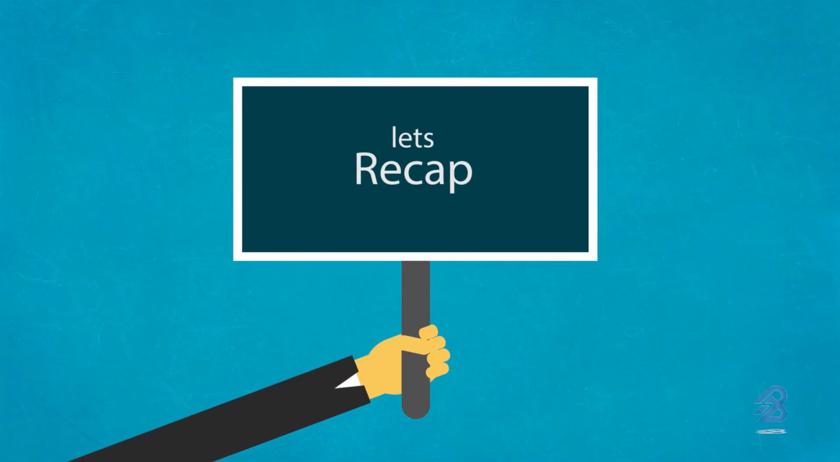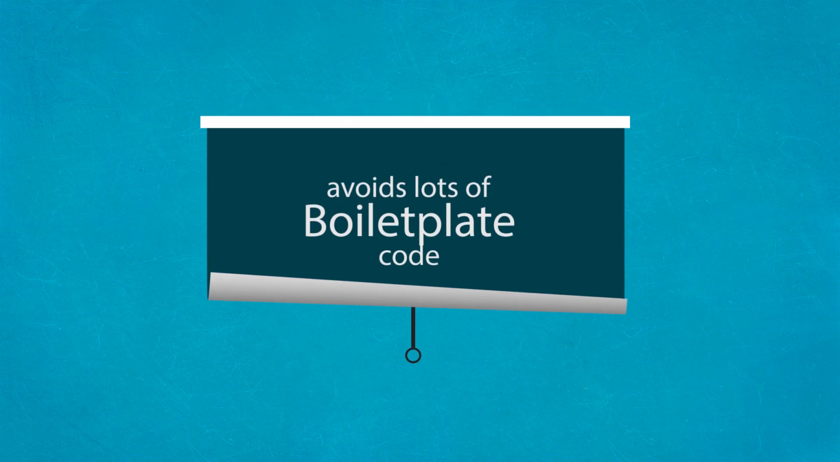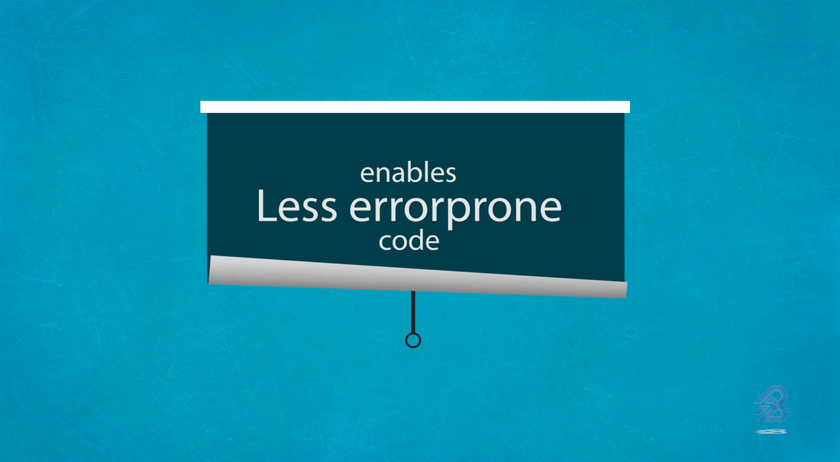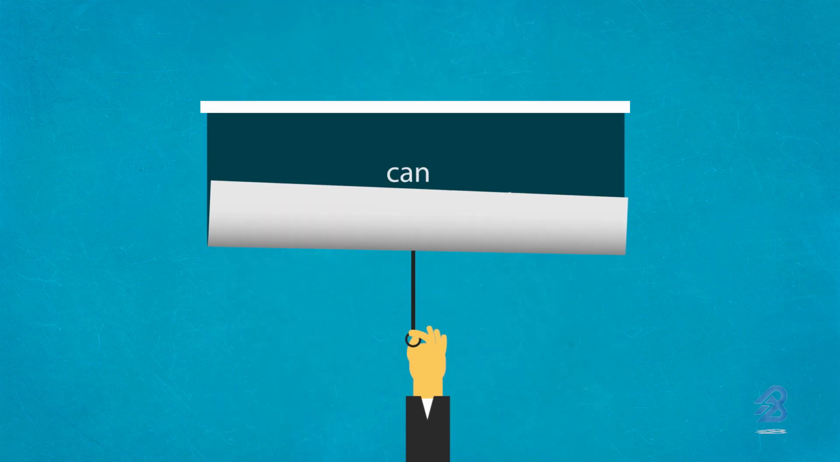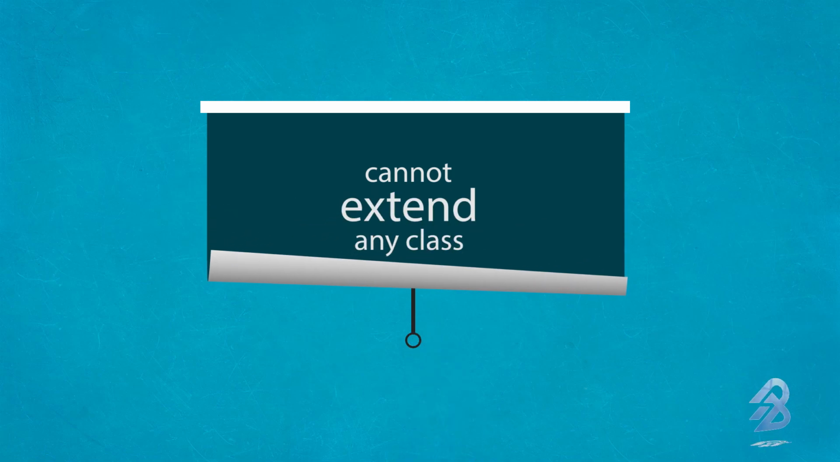Let's recap what we have learned so far. We have just seen how much boilerplate code can be avoided by using records. So indirectly it helps us to write less error-prone code. Remember, records can implement interfaces, however it cannot extend any class because a record already extends a class internally.